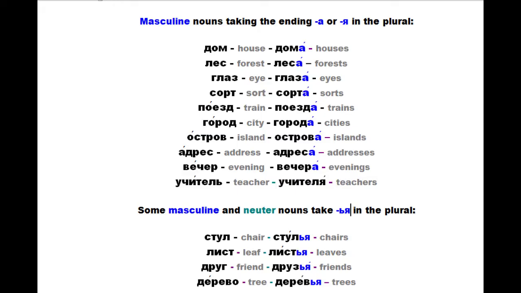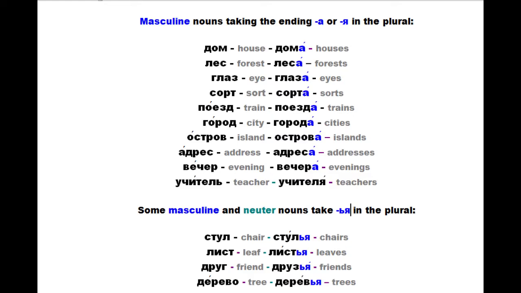And there are some exceptions. So you can see that these words, they don't follow usual rule because they are exceptions. And let's take a look at them. Дом, дома. Лес, леса. Глаз, глаза. Сорт, сорта. Поезд, поезда. Остров, острова.